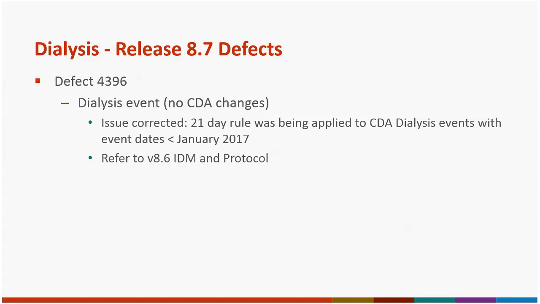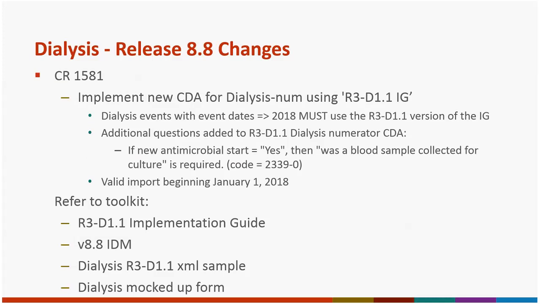All right, so the first defect we have is 4396. This defect does not have any CDA changes. The issue that was corrected was a 21-day rule was being applied to CDA dialysis events with event dates less than January 2017 and going back to 2016. What should have been applied was January 2017 and beyond. You can refer to the 8.6 IDM and protocol for the business rules that are documented.